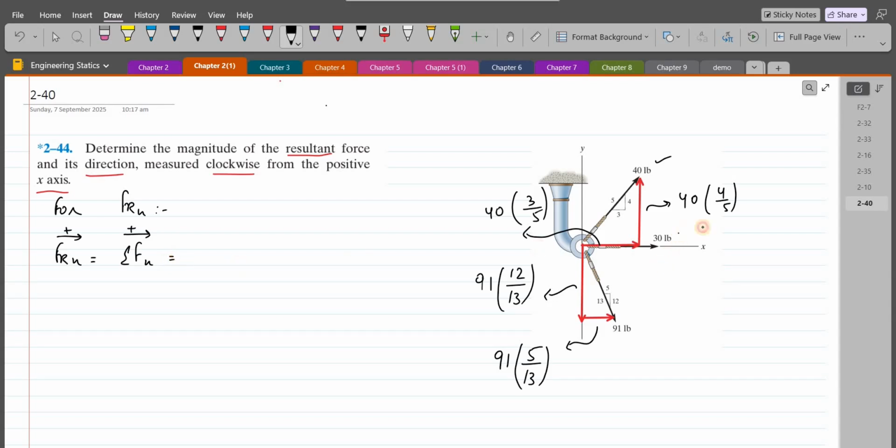So we have this 30 lb force, plus 40 times 3/5, plus the horizontal component of this 91 lb force, so 91 times 5/13. Upon simplification, Frx comes out to be 89 lbs.